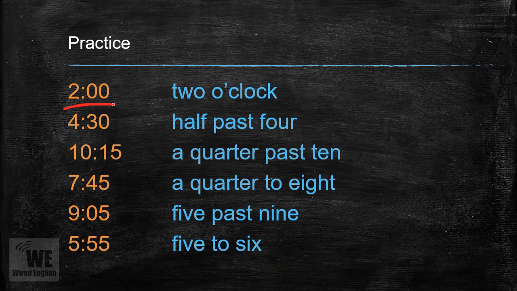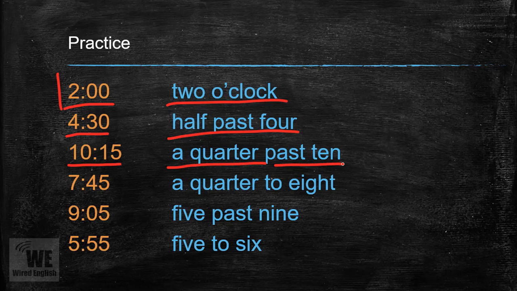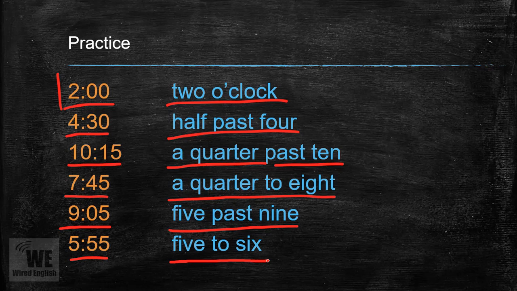Okay, so let's look at some examples here, okay? So, how do you say this? This is the easiest. It's 2 o'clock. Next, it's 4:30. What about this? 10:15? We can say it's 10:15. What about 7:45? We can say it's 7:45. What about 9:05? We can say it's 5 past 9. And what about 5:55? We can say that it is 5 to 6.